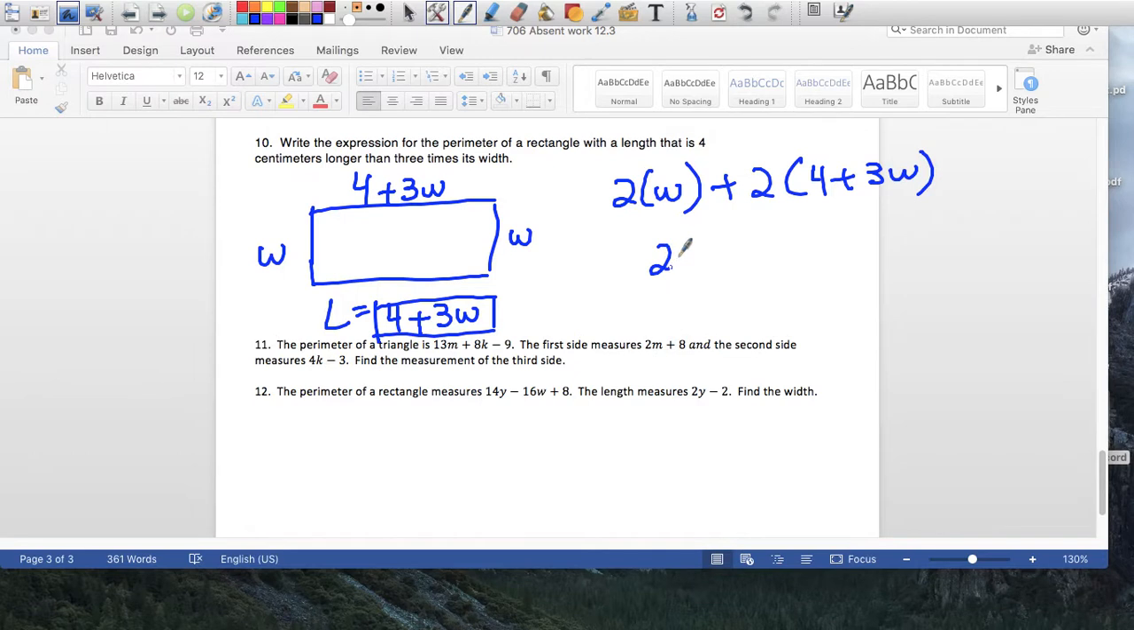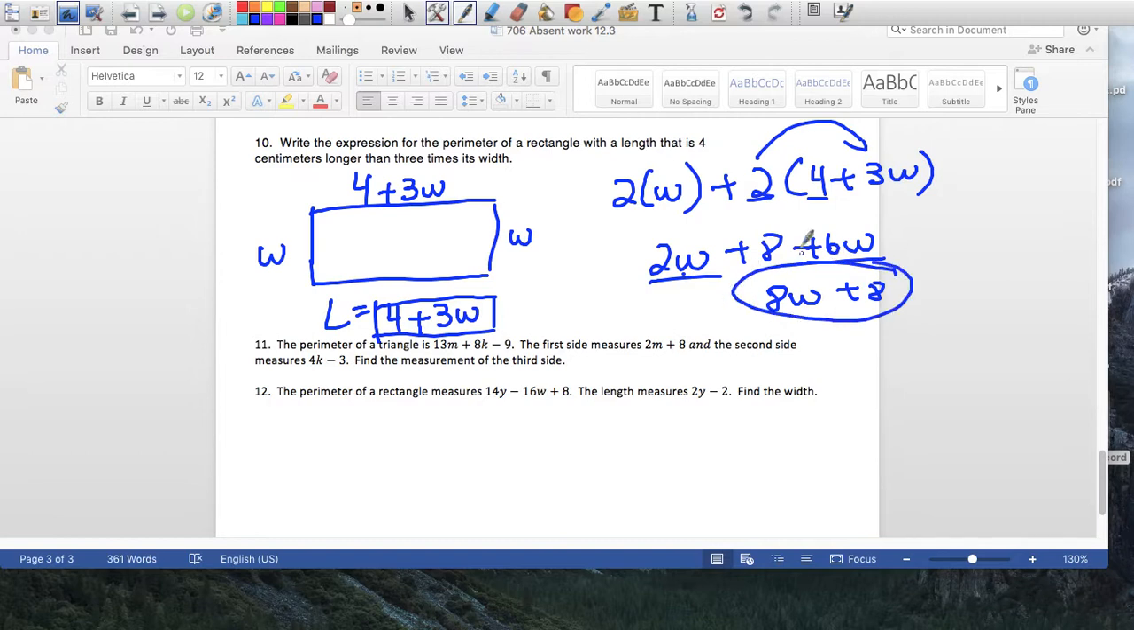2 times w is 2w, positive and positive, 2 times 4 is 8, and positive plus 2 times 3w is 6w. Combine like terms, 2w plus 6w can be combined, and I get 8w, and then the plus 8 goes back here. Final answer, 8w plus 8 is the perimeter of that rectangle.